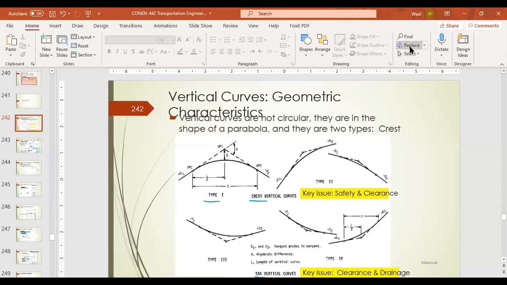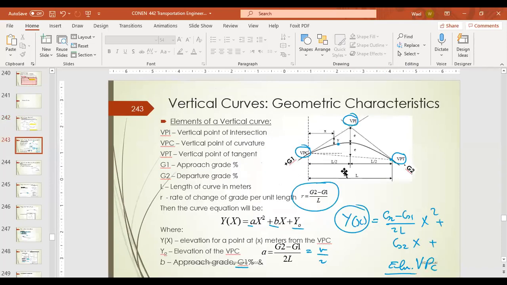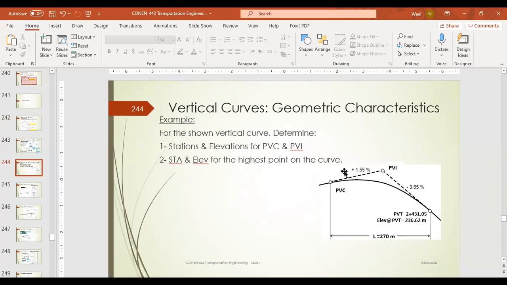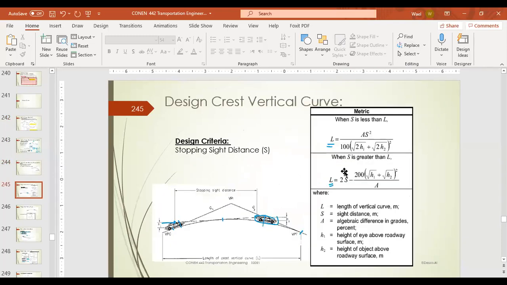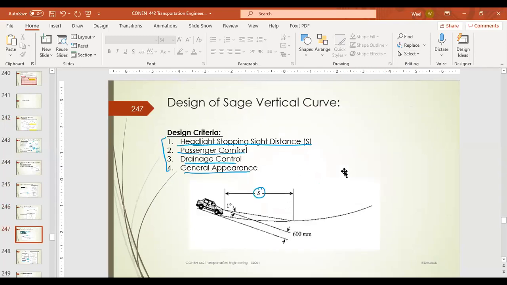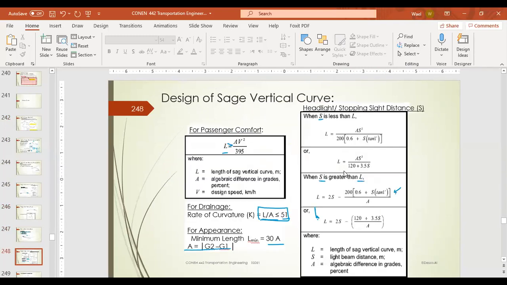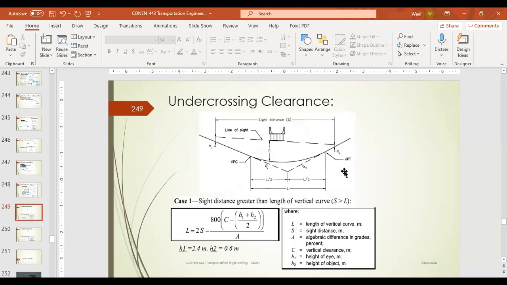Okay, last class we explained the design criteria and how to design both the vertical curve, the crest, and the sag curves. And we had an example for this. Then we solved. Okay, the last thing we want to design here, or the case, we didn't explain this case, which is basically the undercrossing clearance.